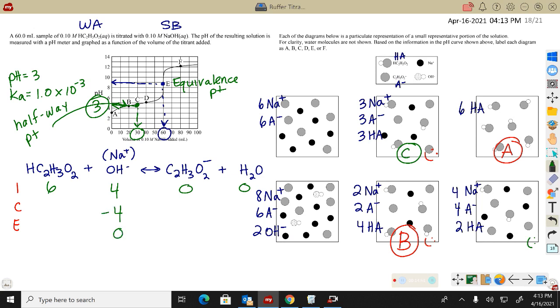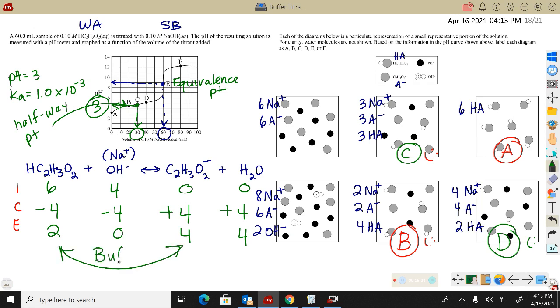So the hydroxide is gone. There's no hydroxide in this last box, but there's still the 4 sodium spectators. This guy's going down by 4 to 2. So yep, there's still 2 of the HA, 2 of the acetic acid molecules, and then we're going up and up. Technically, I don't care about the water, but I just formed a buffer again. No way. I just formed a buffer.